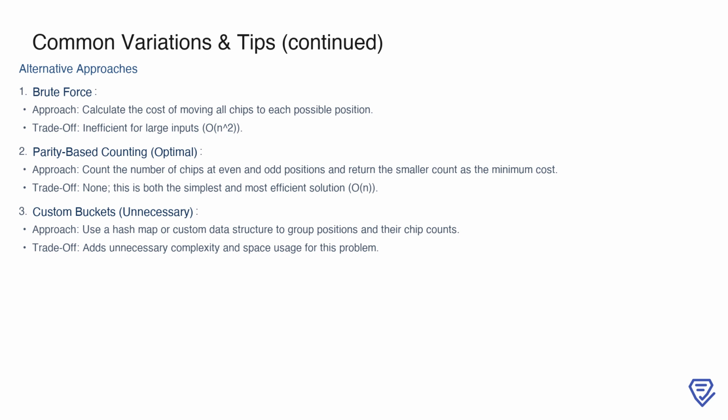An alternative method, which involves using custom data structures like hash maps to group positions and their chip counts, is also possible but unnecessary. It adds extra complexity and uses more space without providing any real advantage over the parity-based counting method. For this problem, simplicity and efficiency are key, so the parity-based approach is the best choice.